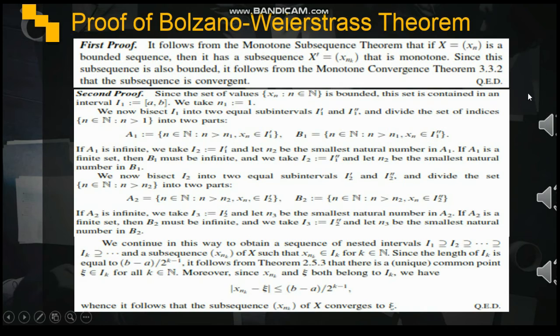The proof of the Bolzano-Weierstrass theorem. First proof: it follows from the monotone subsequence theorem that if X equals (x_n) is a bounded sequence, then it has a subsequence X' equals (x_nk) that is monotone. Since this subsequence is also bounded, it follows from the monotone convergence theorem 3.3.2 that the subsequence is convergent.